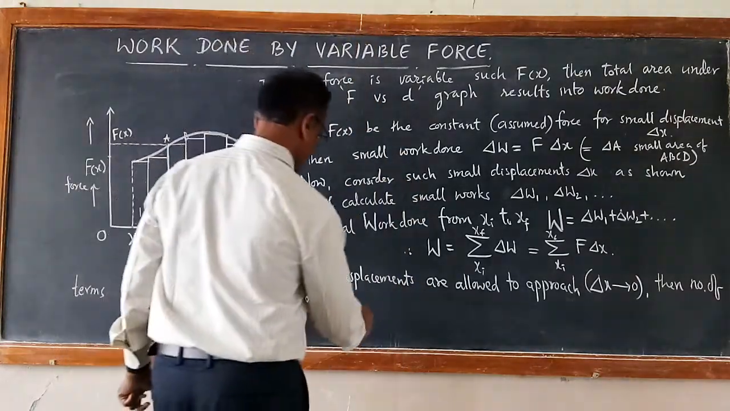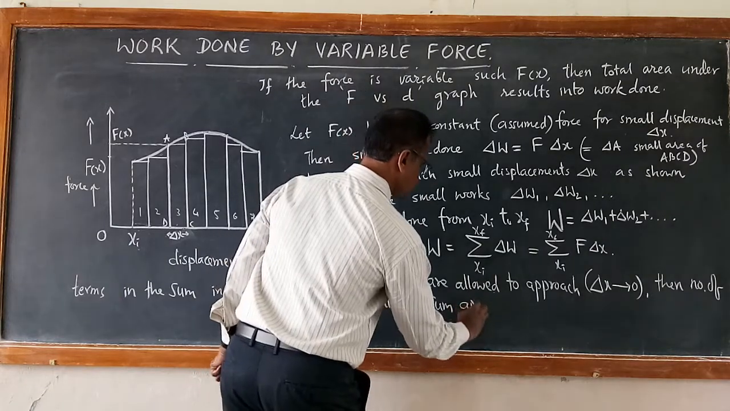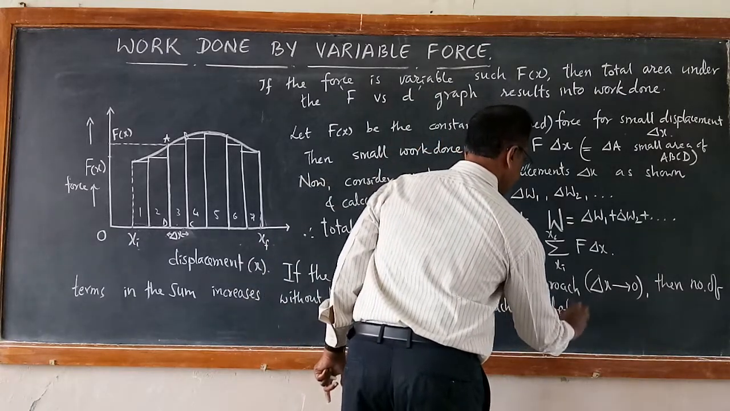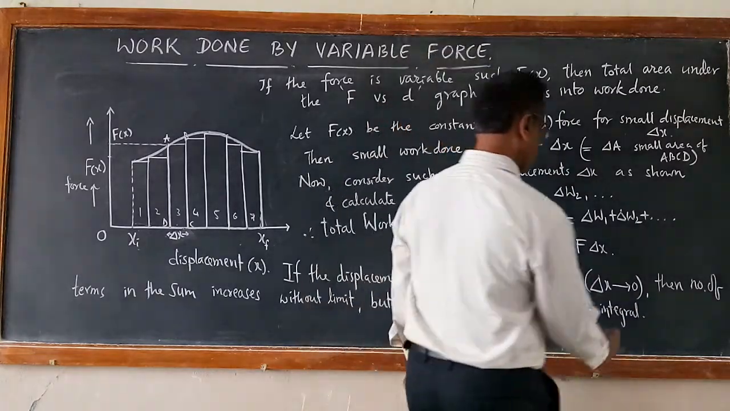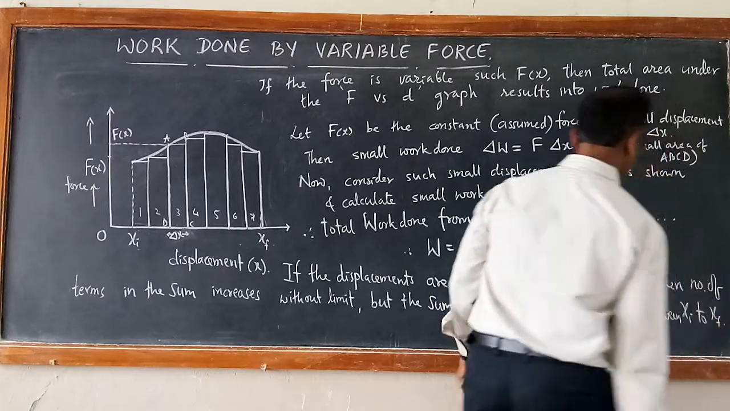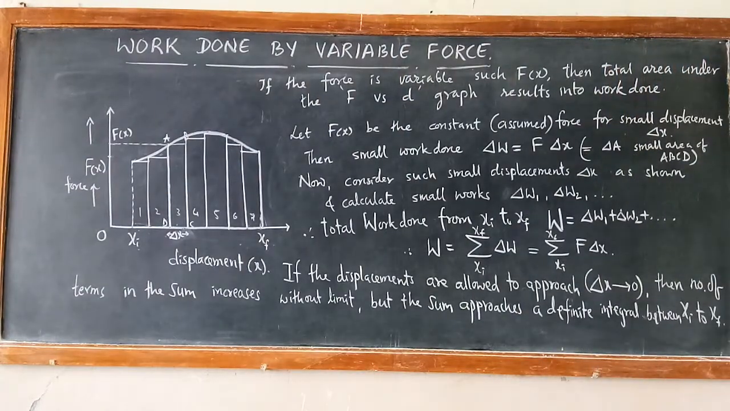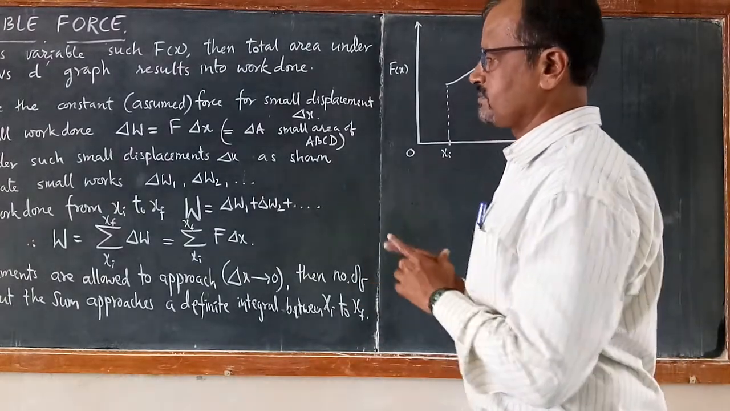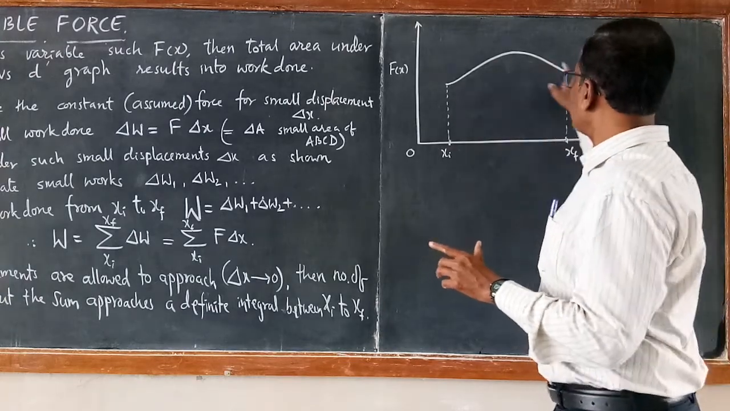But the sum, meaning this entire sum, approaches what is known as a definite integral between xi to xf. What is the meaning of this sentence? I am going to write it mathematically. See, the meaning of this: the number of terms in the sum increases without limit, but the sum approaches a definite integral between xi to xf. That leads to the entire area under the graph.